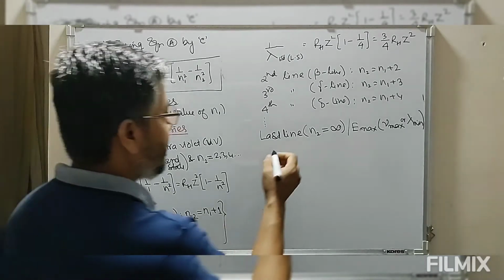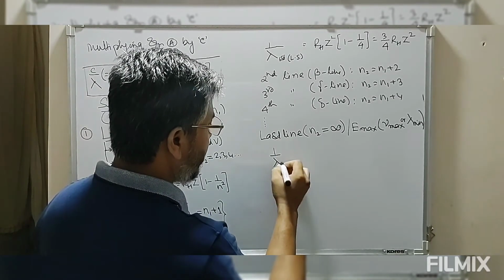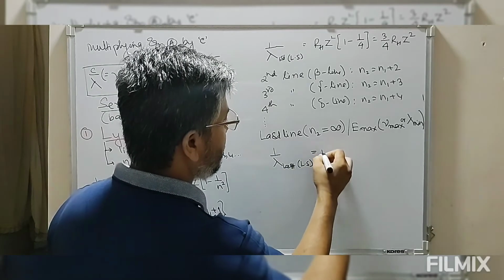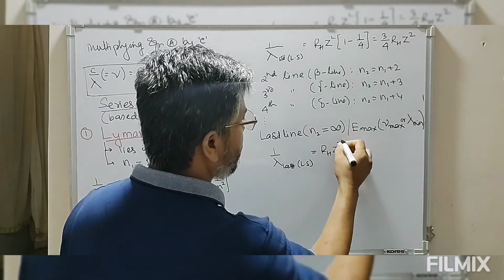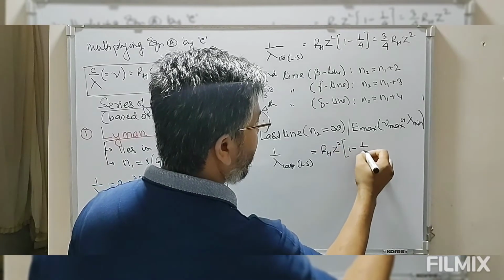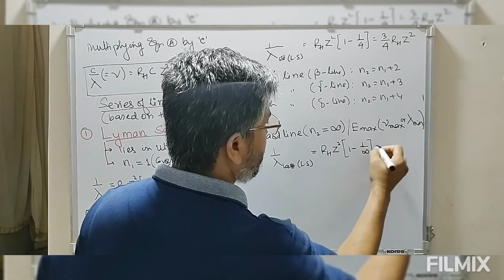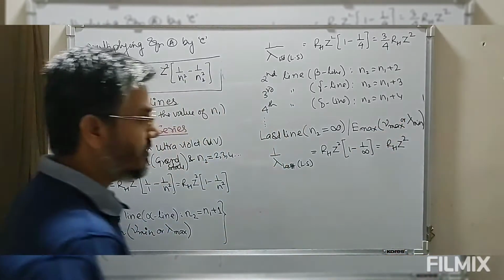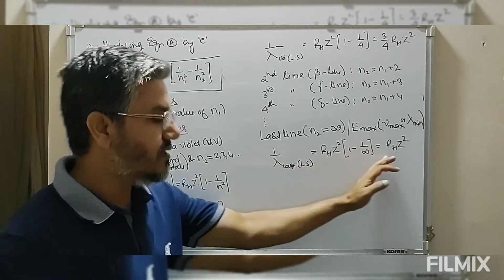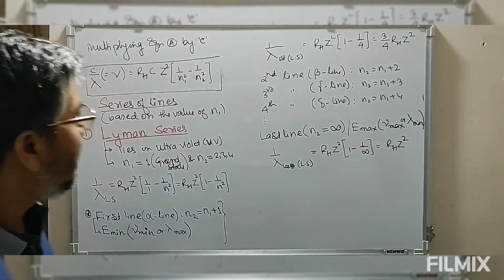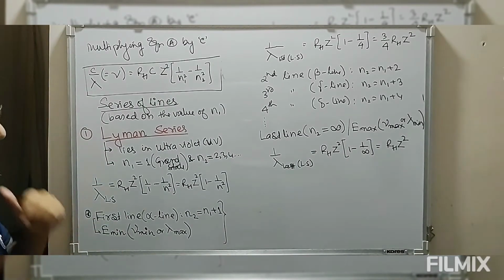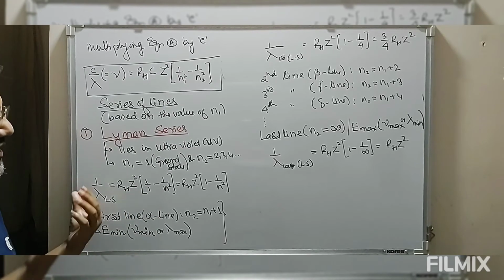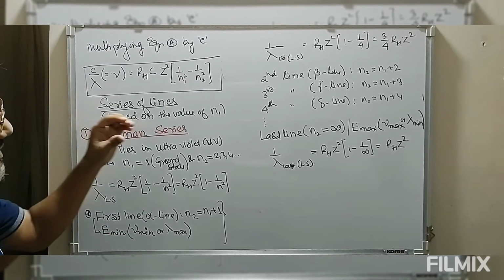So for this last line, 1 by wavelength of the last line of Lyman series will be equal to RH Z square times 1 minus 1 by N2, where N2 is equal to infinity. So this comes out to be RH Z square. This is the last line transition. So this is the Lyman series. Any series in which the electron is coming from any of the excited states to the ground state is known as the Lyman series, and this always lies in the ultraviolet.